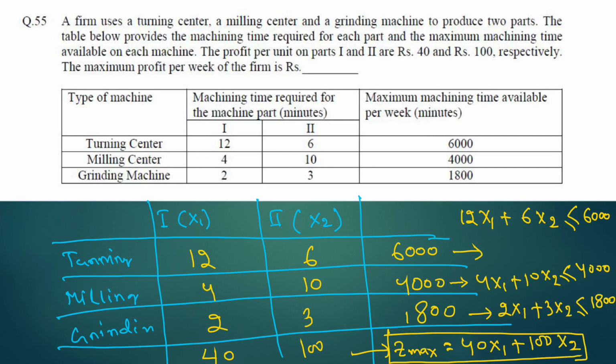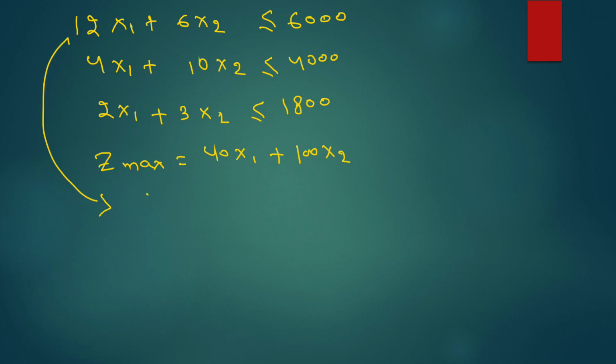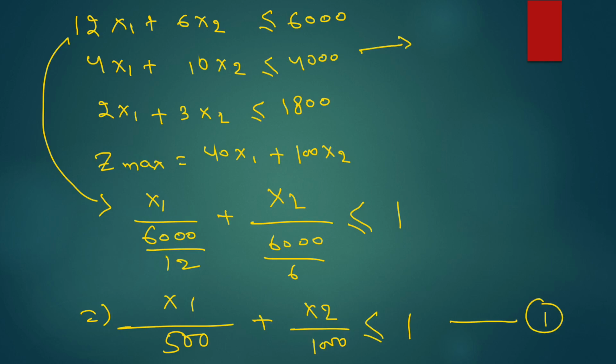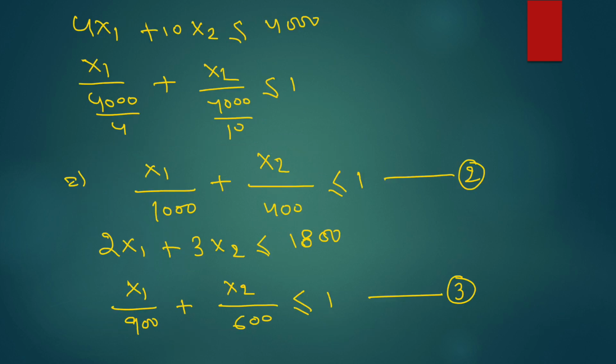Then from all three equations we will get the coordinates of x1 and x2. So we can rewrite this one: x1 by 6000 by 12 plus x2 by 6000 by 6 less than or equal to 1. x1 by 500 plus x2 divided by 1000 is less than or equal to 1. This is equation 1. Then from here we will get equation 2, and here you will get equation 3. This is our M, maximize the profit. Then for 4x1 plus 10x2 less than or equal to 4000, you will get equation 2. And from 2x1 plus 3x2 less than or equal to 1800, you will get equation 3.